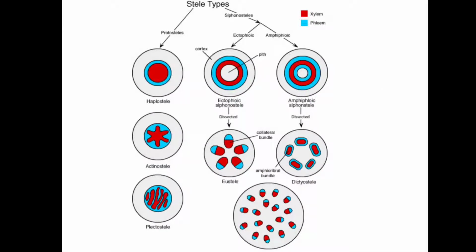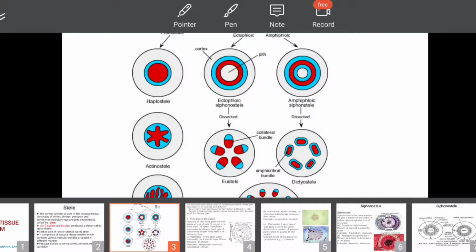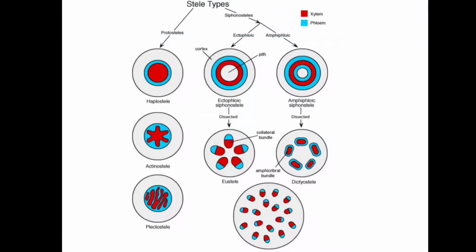So these are the types of stele. They are present in most of the roots and stems in the pteridophytes and the higher plants. The red portion is defined as the xylem and the blue portion is defined as the phloem. In this stele arrangement they are basically differentiated into the arrangement of the xylem and phloem.